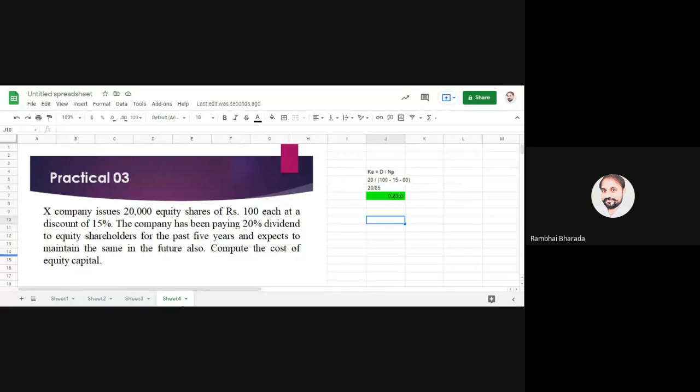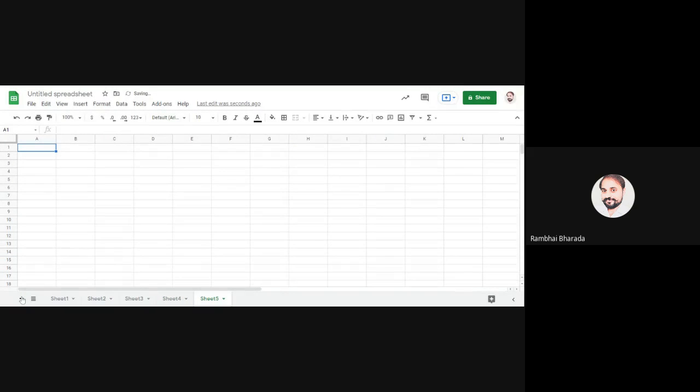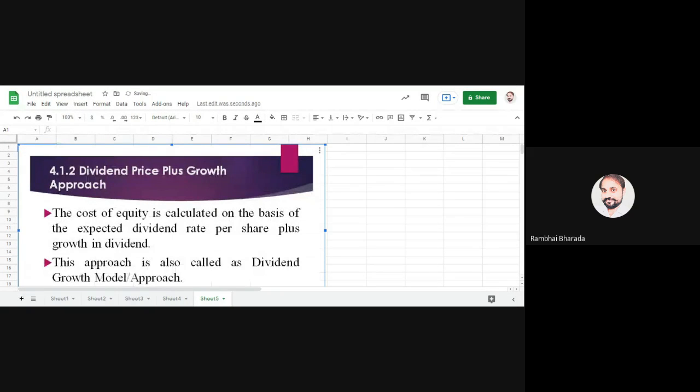Now, moving ahead to the next method, dividend price plus growth. Write down the title. It will hardly take 2 or 3 minutes to understand this method. Already we know the dividend price approach method. Here the only addition is plus growth.